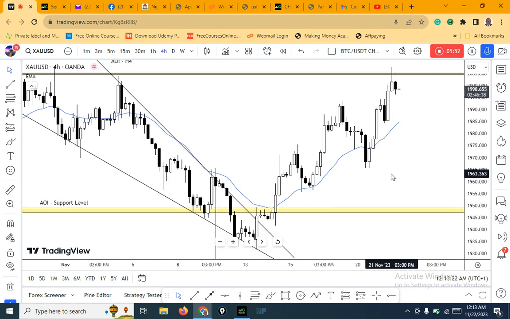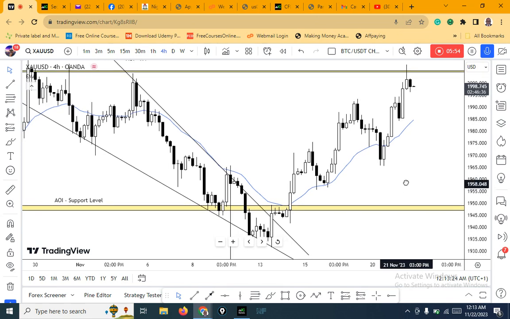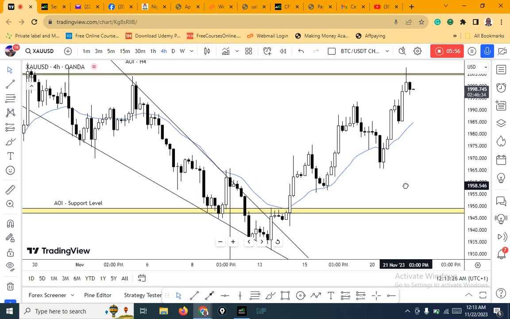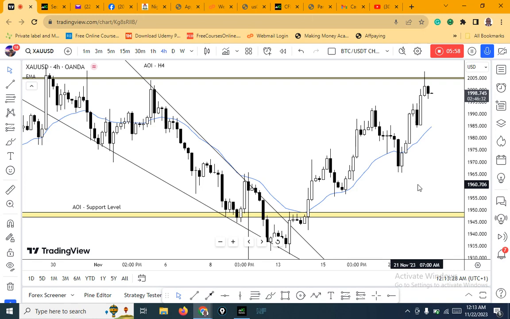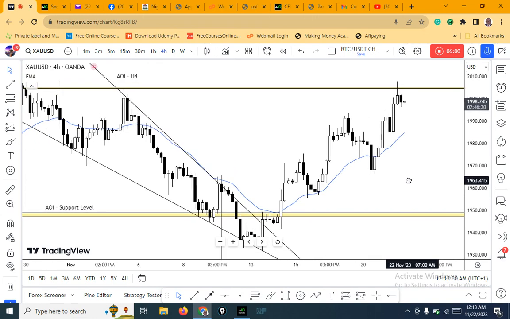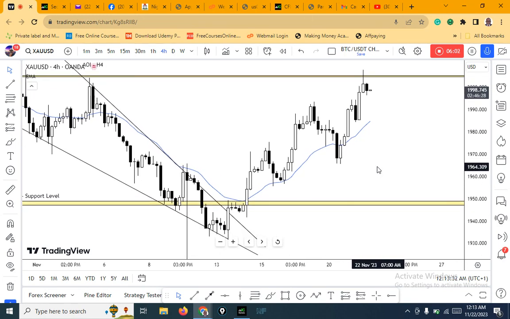So guys, that's all I want to show us here. There's nothing much. We just have to wait for further price action. That's what it is. And until we see clearer signals, we're not going to enter this market.